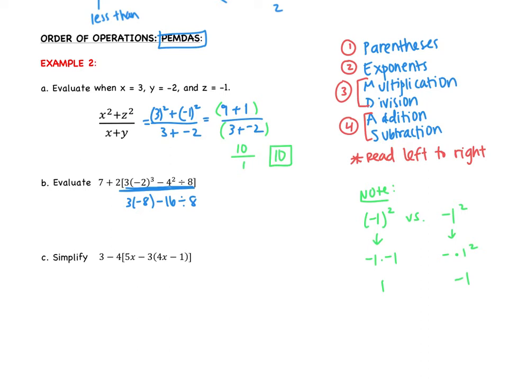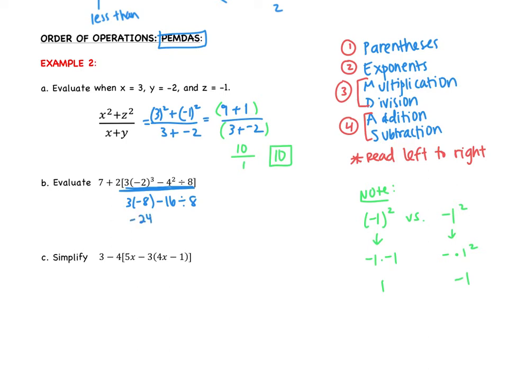Now we're doing multiplication and division. This is the step where students make mistakes, when it looks like this. We are reading left to right. So we have this multiplication to do. We have this division to do. So we're going to do both. This multiplication, then we're going to do that division. So 3 times negative 8 is negative 24.